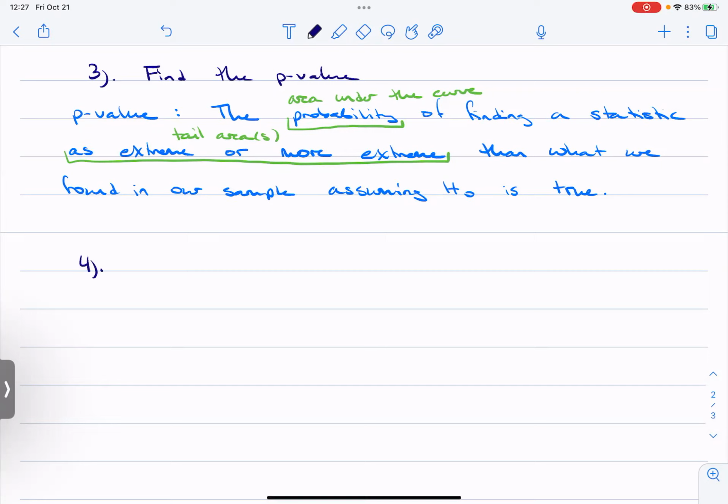Fresh page here. Our fourth step, remember there are only 4 steps, is our conclusion, right? So now I can use this p-value, so this probability, right, of seeing something as extreme or more extreme than what I saw, right? And so then I can use that to draw a conclusion.